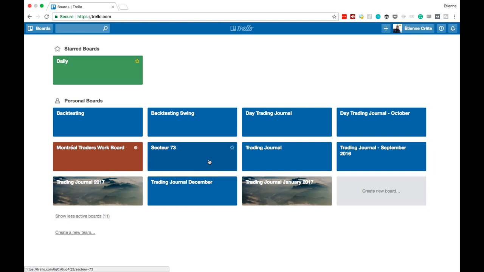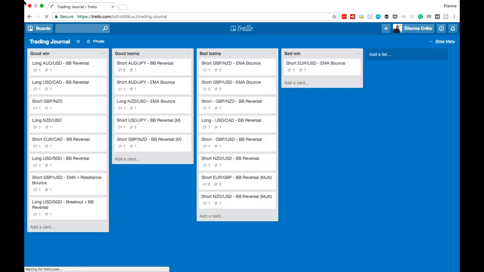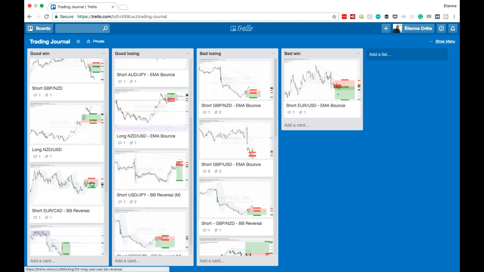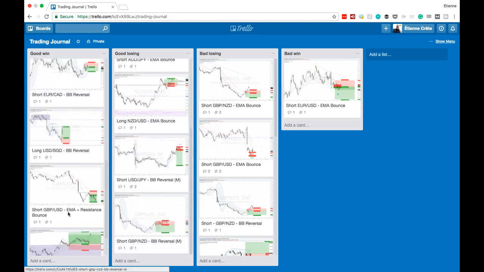I'll just go here, and I have a bunch of different boards, or whatever you want to call them. I have some for my trading journal. I don't know what this one is, it was probably an older journal or something. But I'll just paste whatever trade I have here.